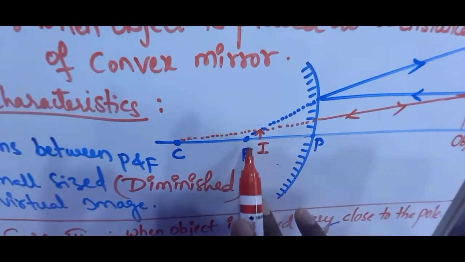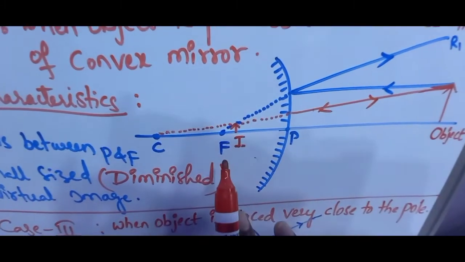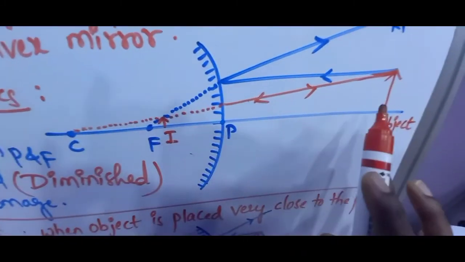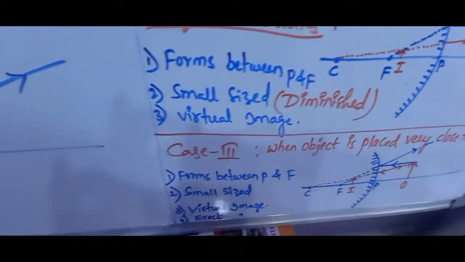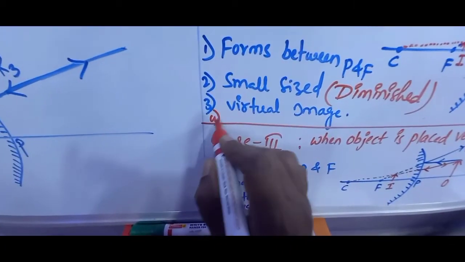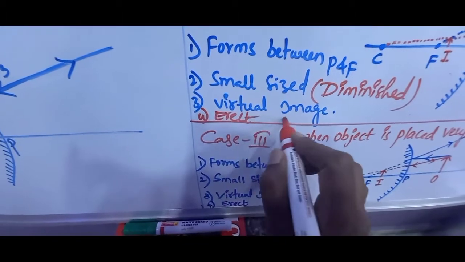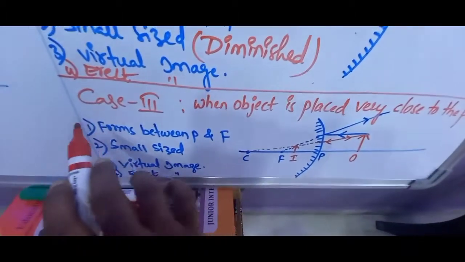And this is the erect image only. It is not upside down, it is straight, the same as the object. It is also in the straight position, hence it is the erect image. We can also write one more point here: it is the erect image.